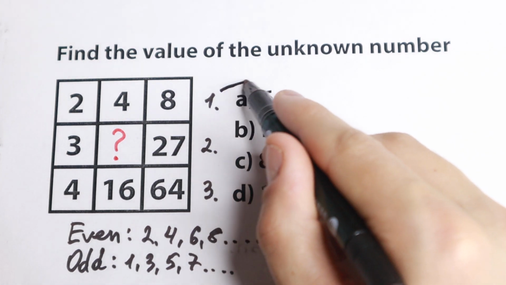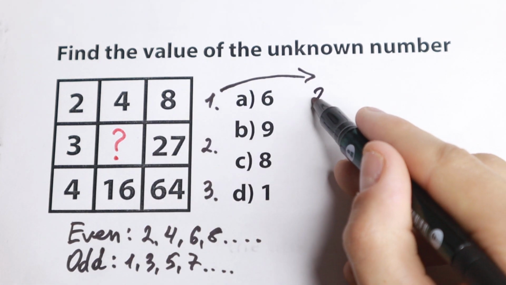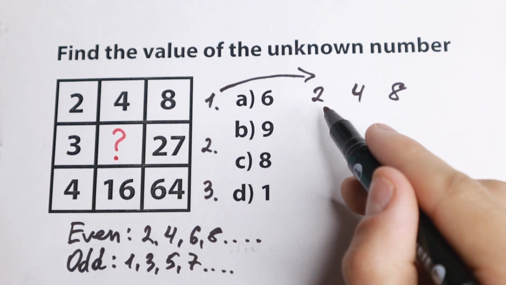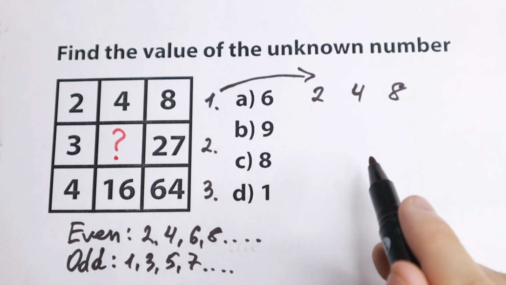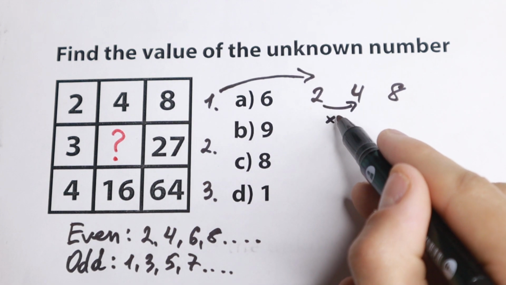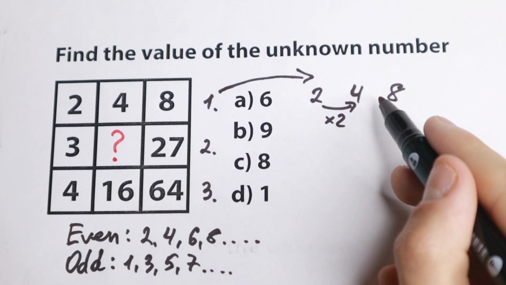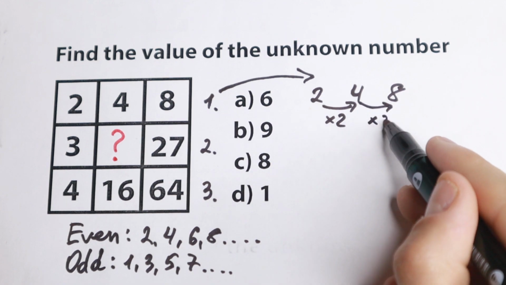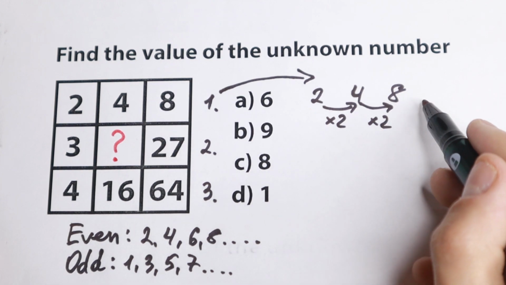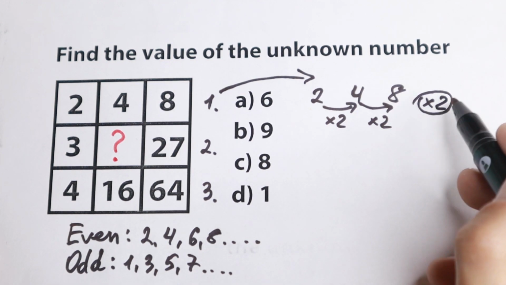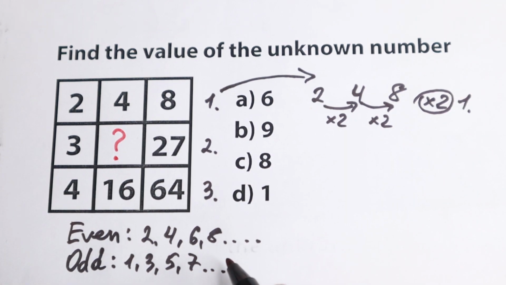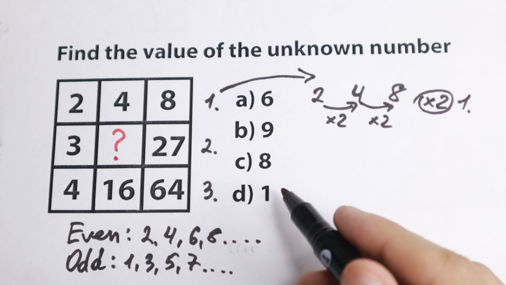Take a look closely. If I rewrite our first line, we have 2, 4 and 8. What is the pattern between 2, 4 and 8? I hope you see right now that if we multiply this 2 by 2, we will have 4. And if we multiply this 4 by 2, we will have 8. So it looks like our first line is a pattern where we multiply each number by 2 step by step. So this is our first line. We multiply this number by 2.